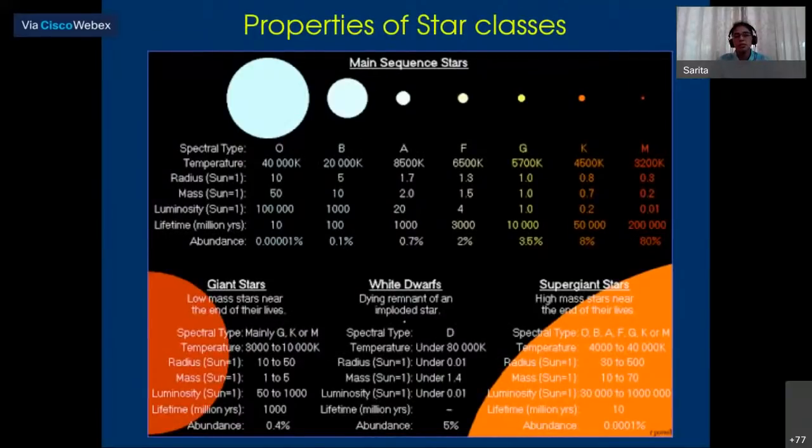So now let us look at the general properties of the different star classes. Now we know what main sequence stars are, to some extent, at least their properties. And let us look at other properties, like giant stars, white dwarf stars, and supergiant stars. In the main sequence stars, we have already seen how the spectral type, the surface temperature, and the radius change. Then how the mass is for different types of main sequence stars, the luminosity, and the lifetime. Lifetime means how long the star spends in the main sequence phase.